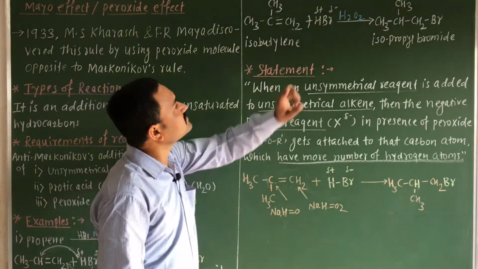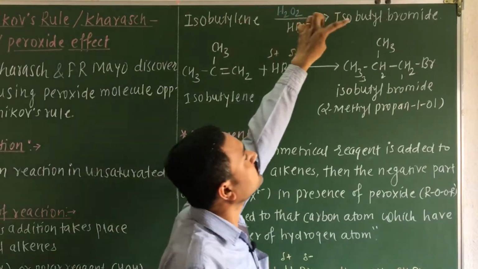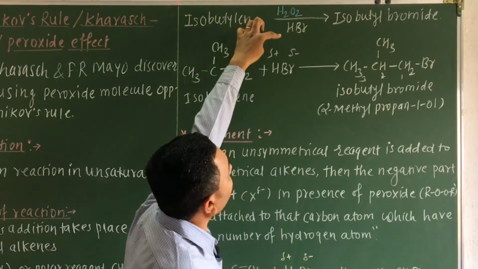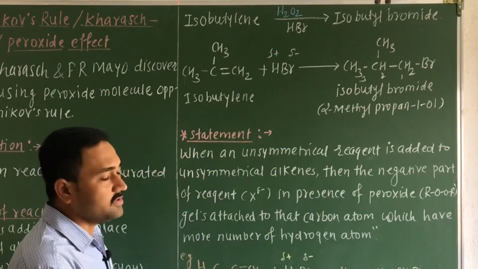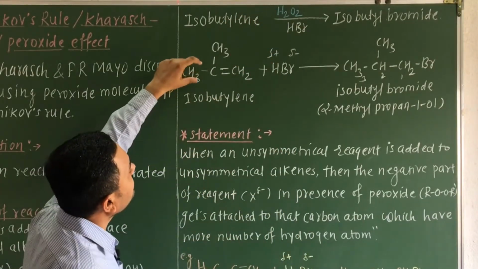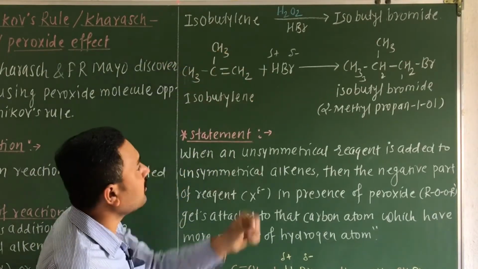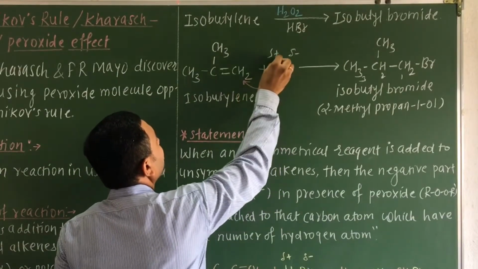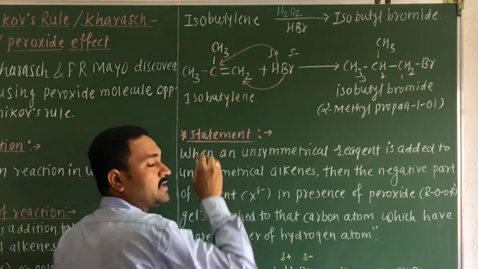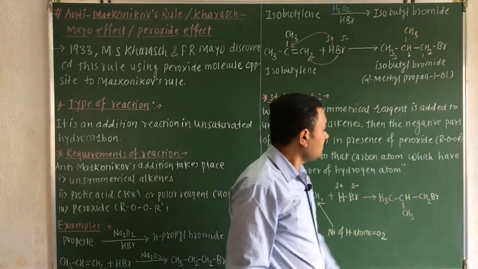Now let us consider the second reaction, in which isobutylene is converted into isobutyl bromide by the action of HBr in the presence of hydrogen peroxide. Now in this reaction, remember, the HBr is added across this carbon-carbon double bond. Here the bromine is added to the CH2 group and the hydrogen is added to this carbon atom. So we get isobutyl bromide as a product.